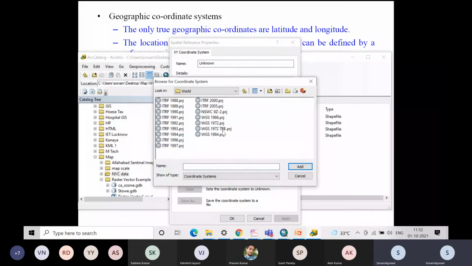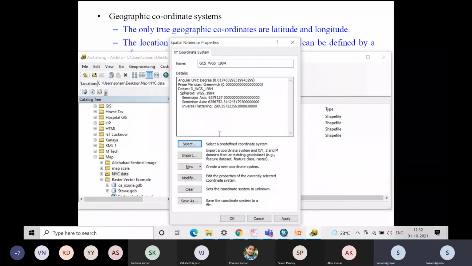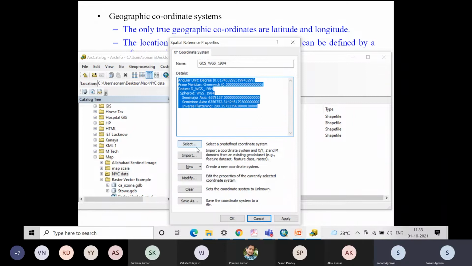Inside it, there is World. And inside the World, there is WGS 1984. Okay, so here you can see the geographic coordinate system is selected. Once we have selected the spatial reference, only after that can we create a shapefile and perform the digitization. Similarly, earlier, if you have done the georeferencing, you remember that in the transformation settings we have to give the coordinate system. So this is what the spatial reference is.